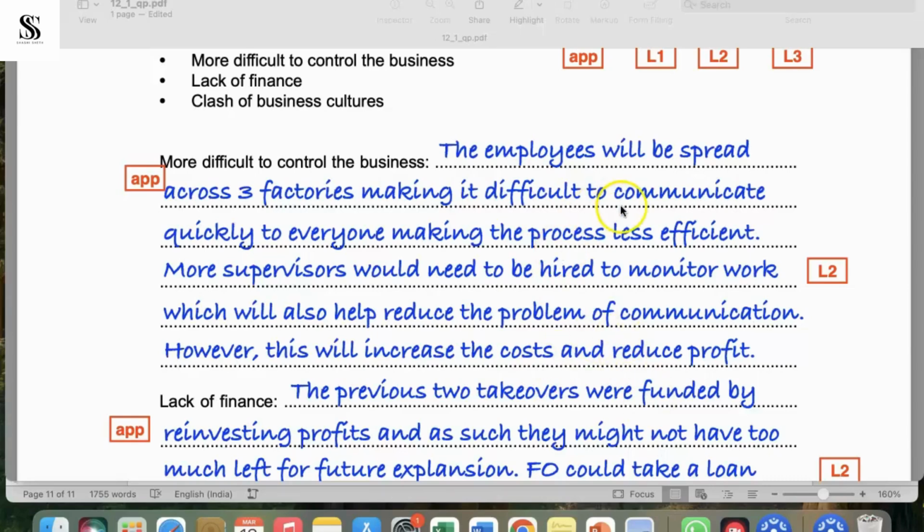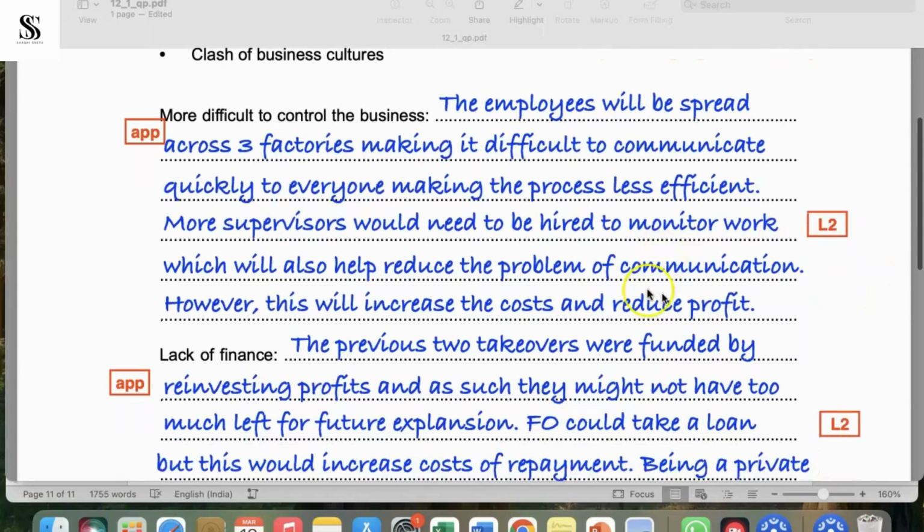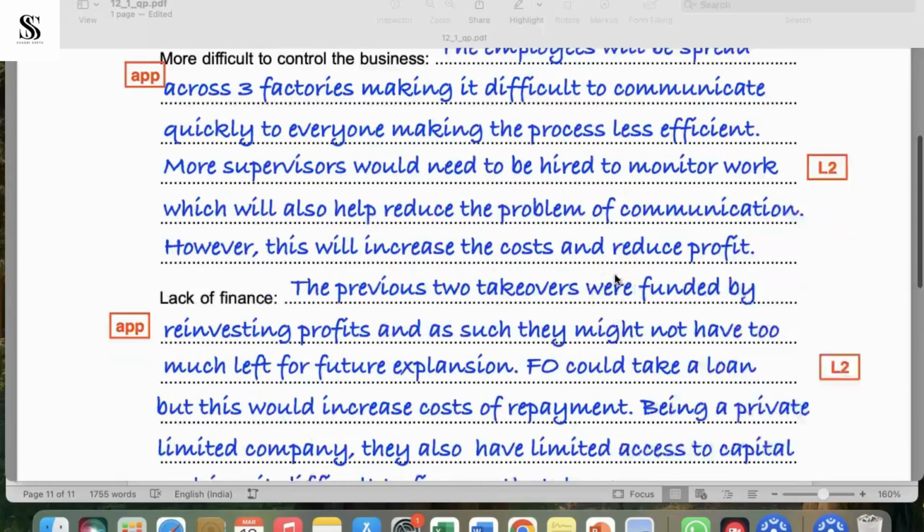So here I have written the employees will be spread across 3 factories. So this 3 factories is the application here, making it difficult to communicate quickly to everyone, making the process less efficient. More supervisors would need to be hired to monitor work, which will also help reduce the problem of communication. However, this will increase the costs and reduce profit. So a couple of good aspects of controlling the business in this current scenario has been discussed here, and that earns a proper L2. And of course, please note that each of these statements have a clear end impact also.